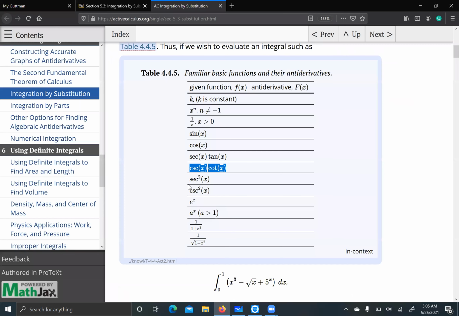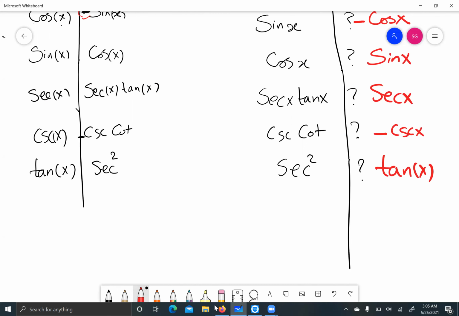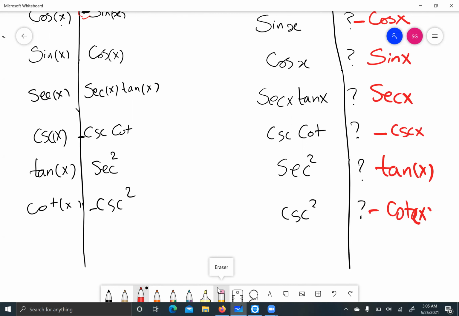What else? Secant squared, cosecant squared. Secant squared, what's the antiderivative? That's the derivative of tangent. Do you remember? The derivative of tangent is secant squared. So the antiderivative is tangent. The next one is cosecant squared. That is the derivative of cotangent, but for cotangent it's negative cosecant squared, so this must be negative cotangent of x.